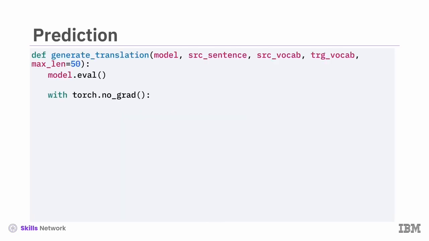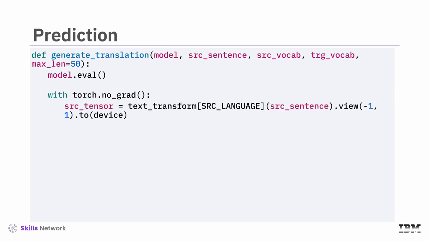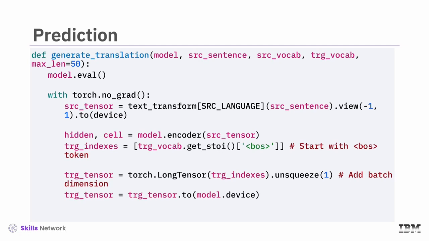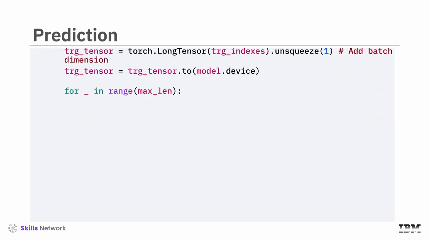Let's see how to make a prediction. Performing translations in sequence models requires a more complex function for making predictions. The function takes a model, a source sentence, a target language vocabulary, and a maximum translation length. Firstly, convert the source sentence to the correct format, then feed it into the model's encoder to obtain hidden and cell states. Start the target tensor with the BOS token to initialize the translation and reshape it. To generate the translation, iterate up to max len.